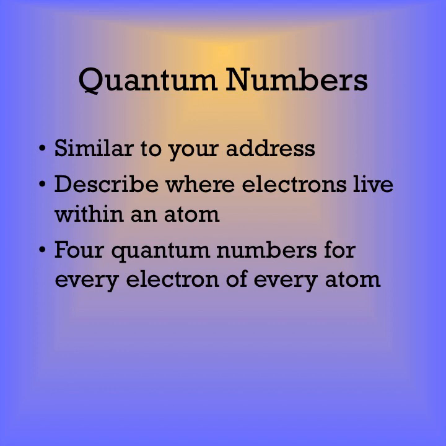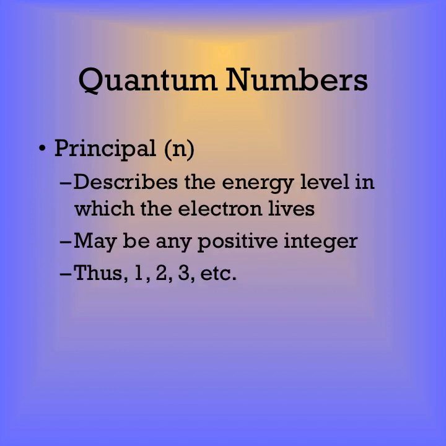Well, what we're going to do is describe where electrons have a tendency to live using a set of four numbers. These are called quantum numbers. Every electron of every atom has its own set of four quantum numbers to describe where it has a tendency to live. The most general of the quantum numbers is called the principal quantum number. It is abbreviated by a lowercase n. The n describes the energy level in which the electron lives.